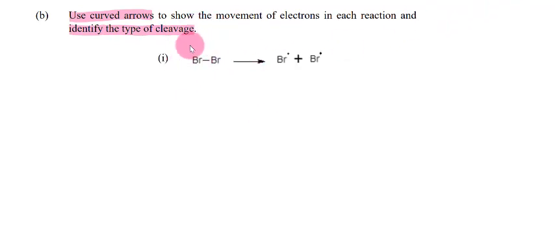For the first reaction, if you look at this molecule, we have a Br2 molecule, so the same atoms, which means the same, similar electronegativity, and then it forms a free radical. So this is a homolytic cleavage. This single bond here will break symmetrically. We have two electrons here. One will go to this Br and the other one will go to this Br. So this one is a homolytic cleavage.